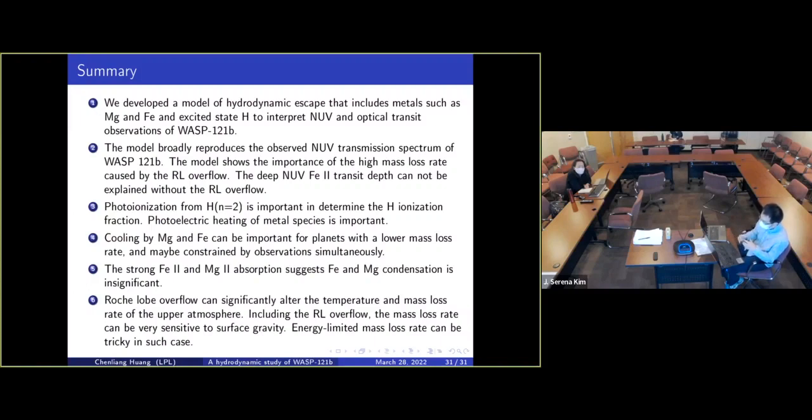The strong iron and magnesium absorption features suggest the iron and magnesium do not condense in the lower part. And the Roche lobe overflow can actually explain most of the sub-Neptune desert. We don't really need the photoevaporation to explain the sub-Neptune desert.